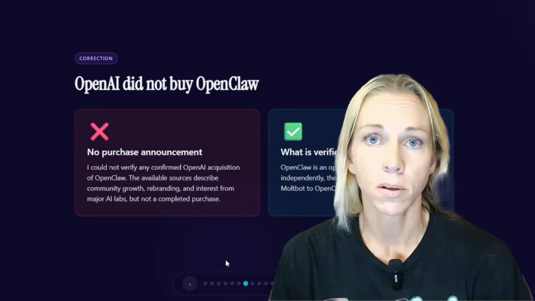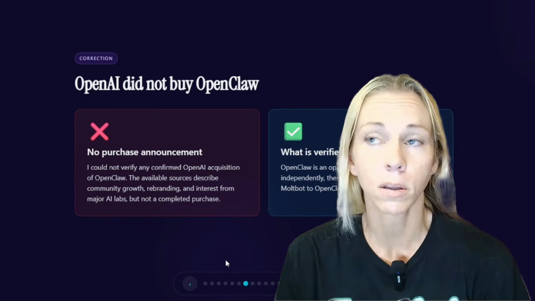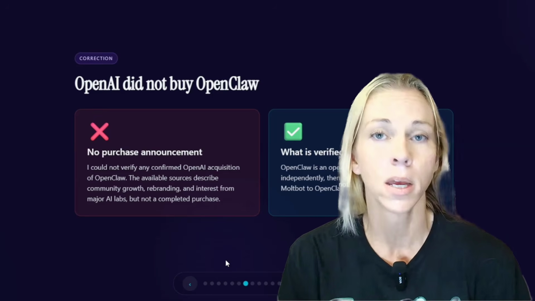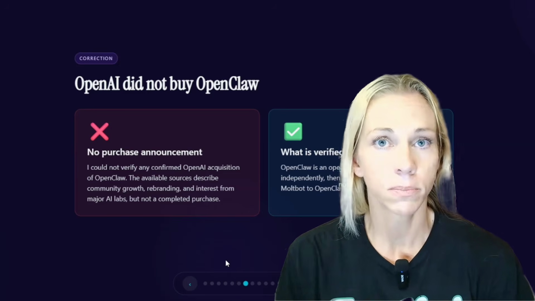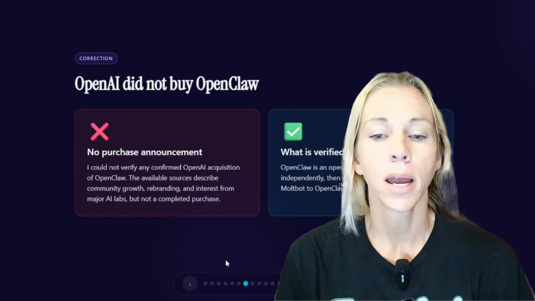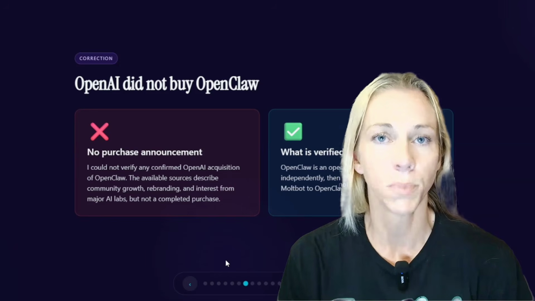I would not put this on a cloud. I would not put a claw on the cloud. I would not put it on my personal PC. What I did is I bought its own computers. I have three computers that I have dedicated to claws and to models.